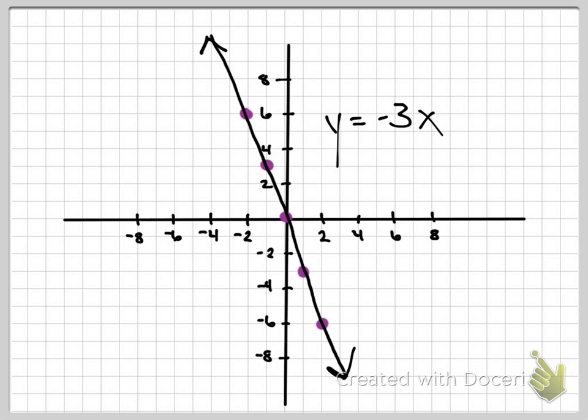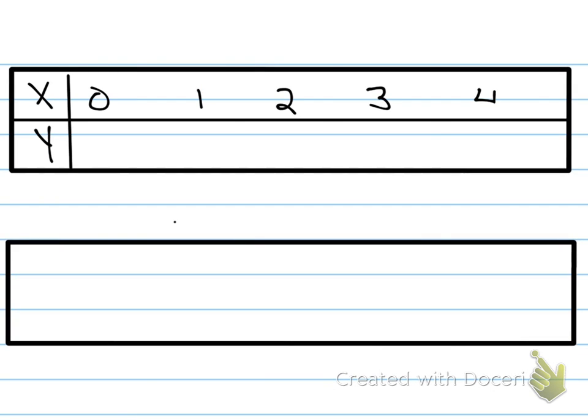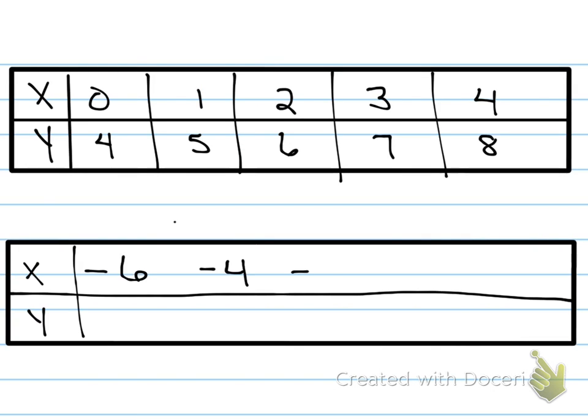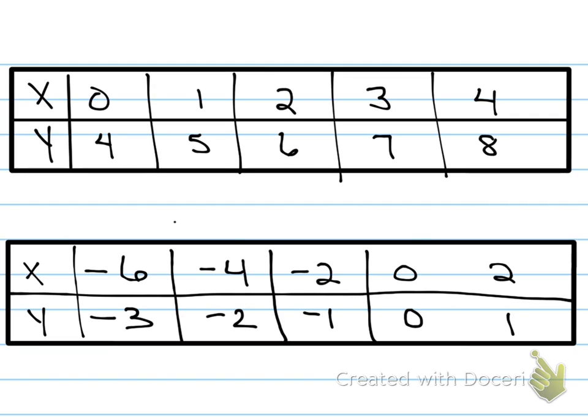Any questions? All right, let's write a function rule. All right, write a function rule for both. Okay, so on the first one, what am I doing to x to get to y? Adding 4. So how do I write that as a function? Y equals x plus 4. Okay? No, it's what are you doing to x? X goes first.